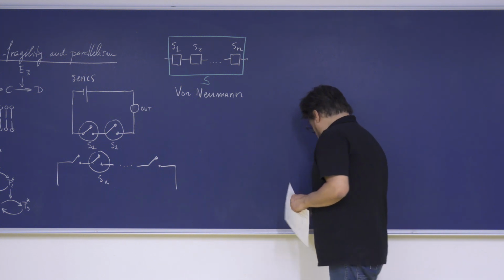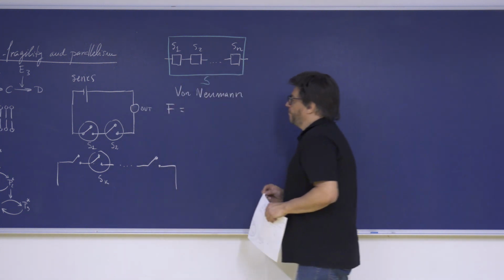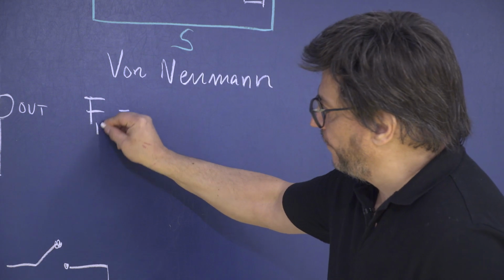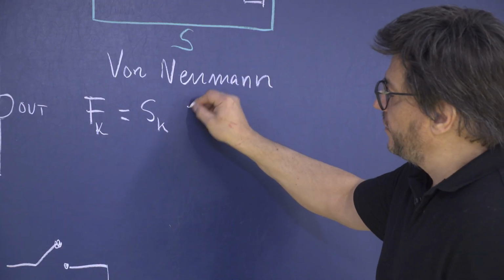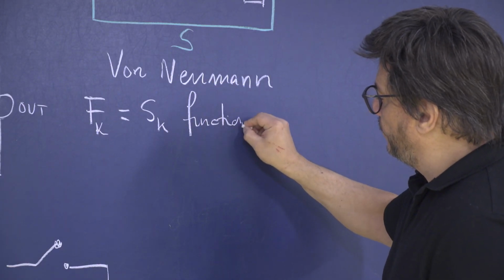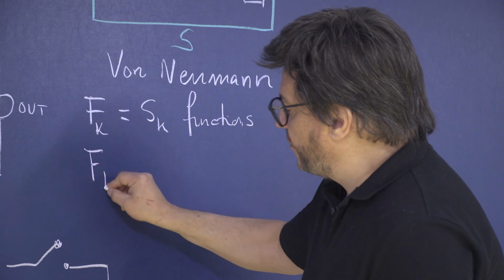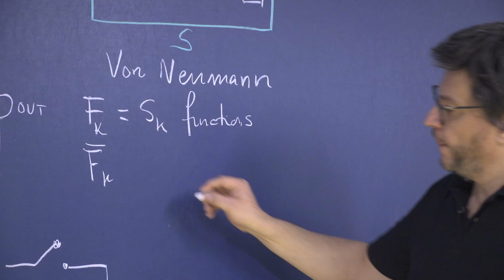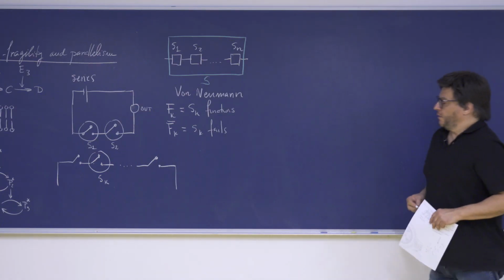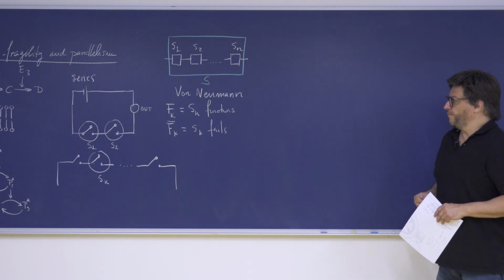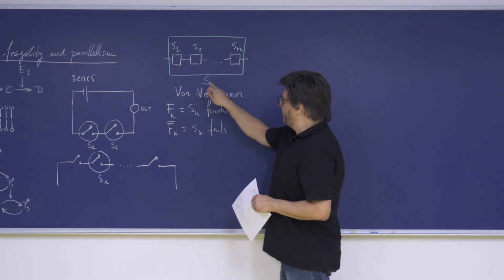The first is the following. We'll say Fk means that the Sk element in this chain properly works, it functions, right? And we'll write down the opposite event here, like in logic, when Sk fails, right? So using this formalism, we could also write F to indicate that the system works, and F with a bar that the system fails.